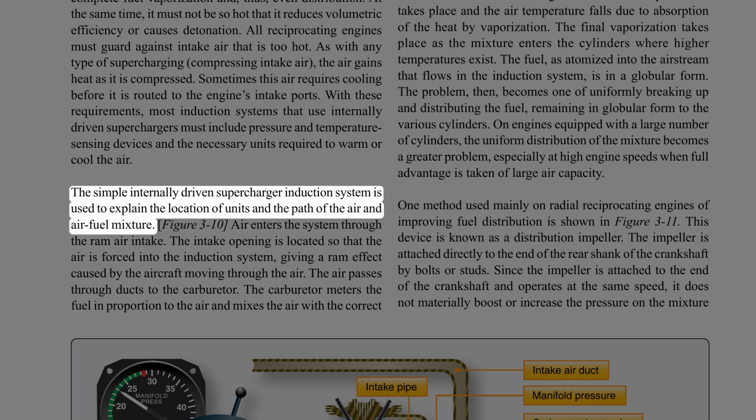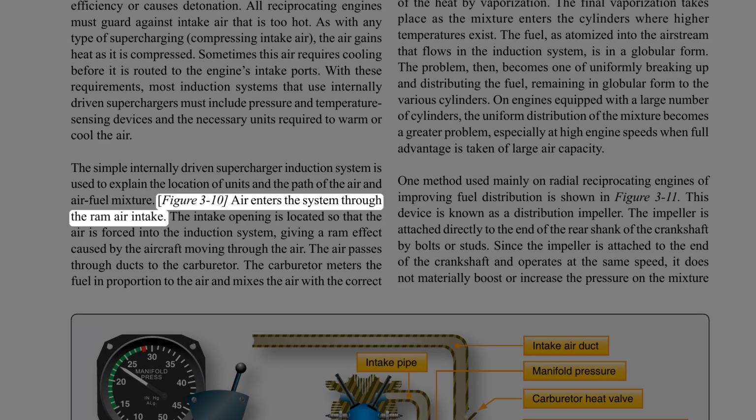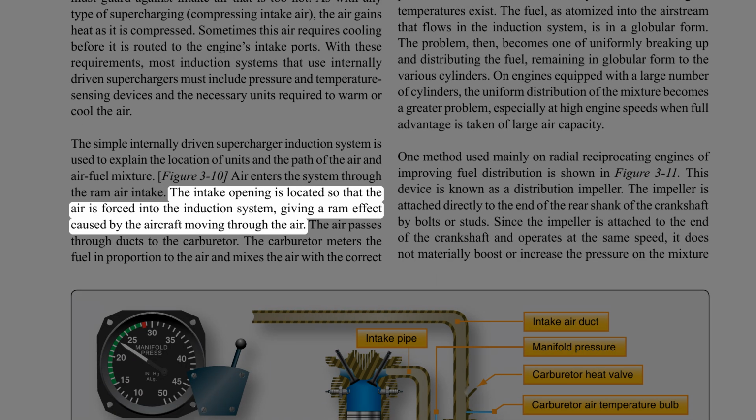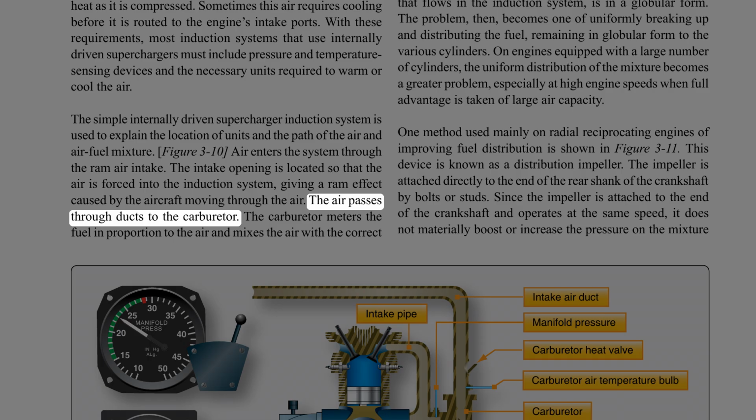The simple internally driven supercharger induction system is used to explain the location of units and the path of the air and air-fuel mixture. Figure 3-10, air enters the system through the ram air intake. The intake opening is located so that the air is forced into the induction system, giving a ram effect caused by the aircraft moving through the air. The air passes through ducts to the carburetor.